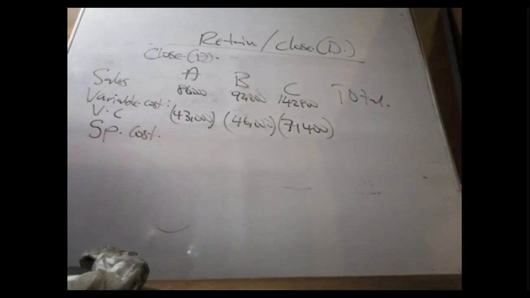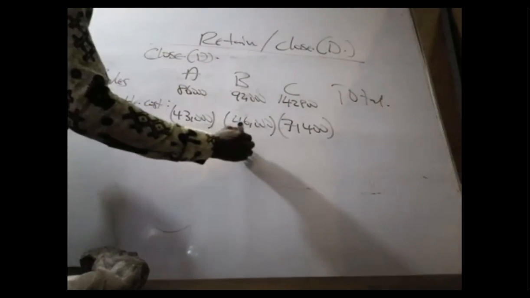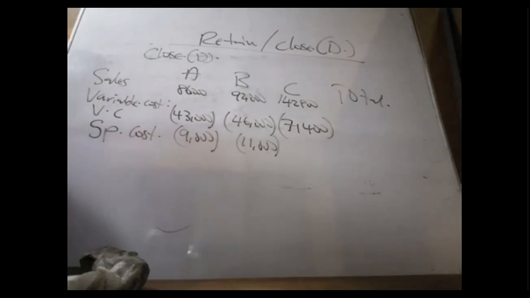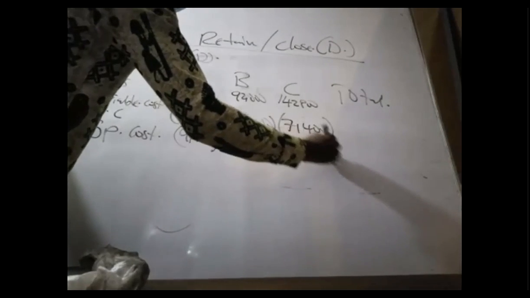A is 9,000, right? Yes, A was 9,000, B is 12,000. I remember where we got these figures from. C is the one that increases, it increases by 20%. So C will be 13,200, from 11,000 increased by 20%. So now what is the new contribution?